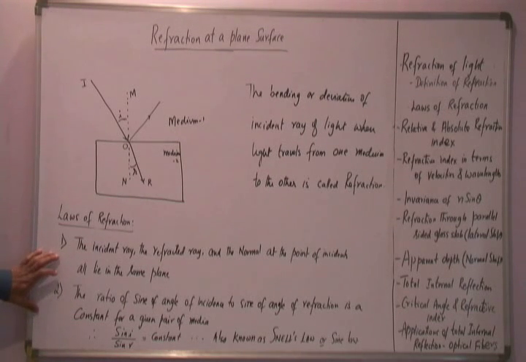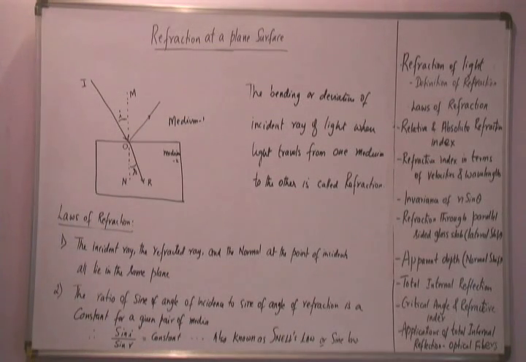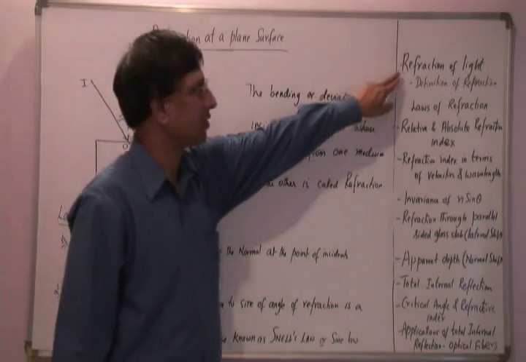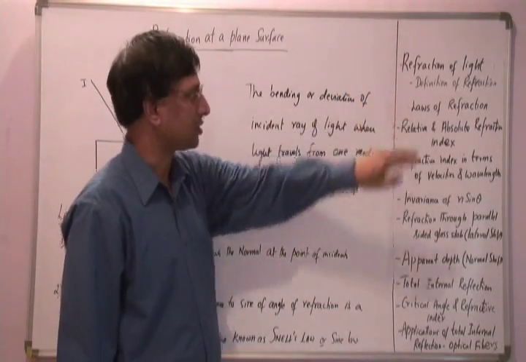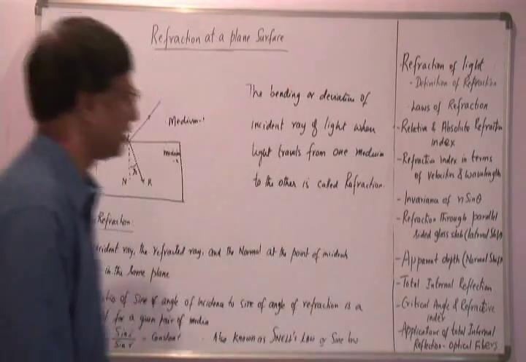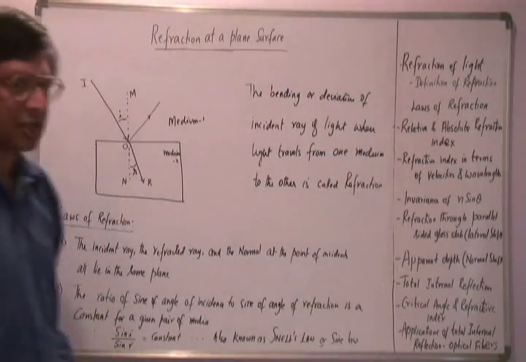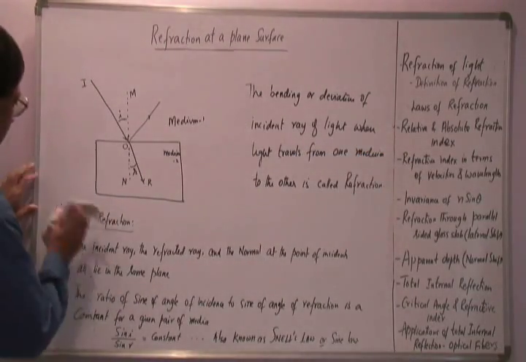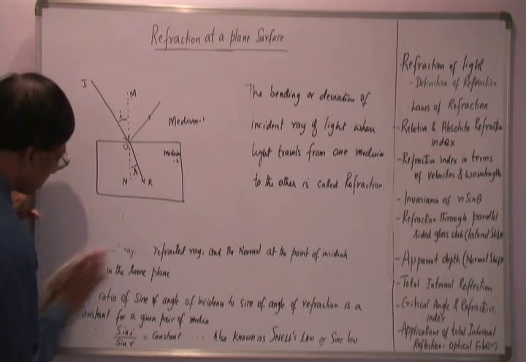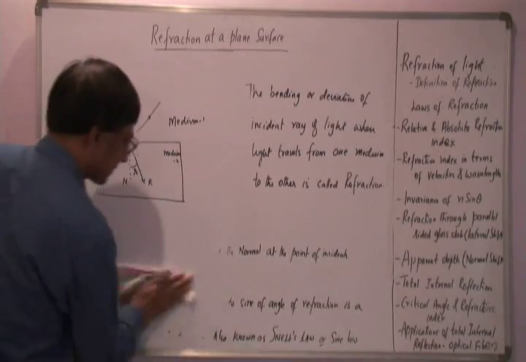So these are the two laws of refraction, and sin I by sin r is a constant, also known as Snell's law or sine law. So with this we have looked at refraction of light, the definition of refraction and the laws of refraction. Let us move on to the next topic of relative and absolute refractive index. So let us discuss relative and absolute refractive index.